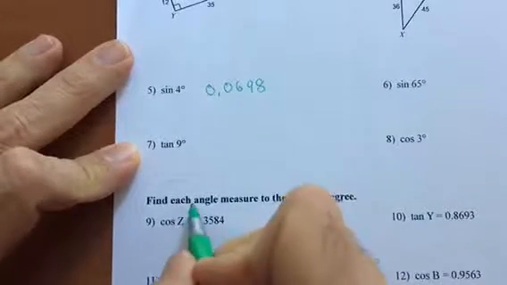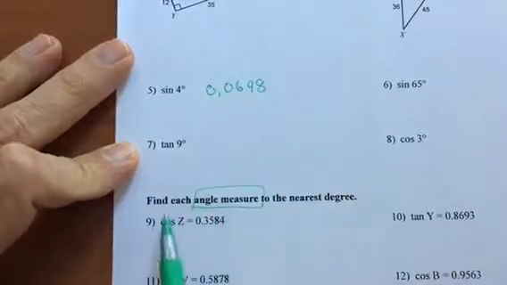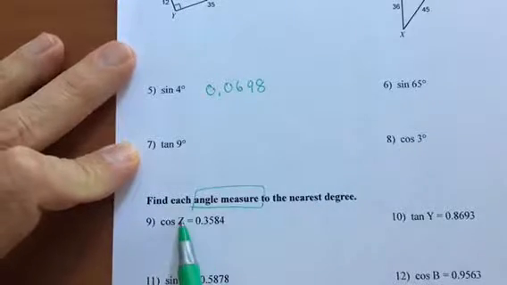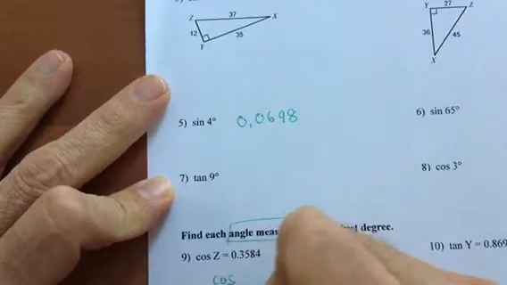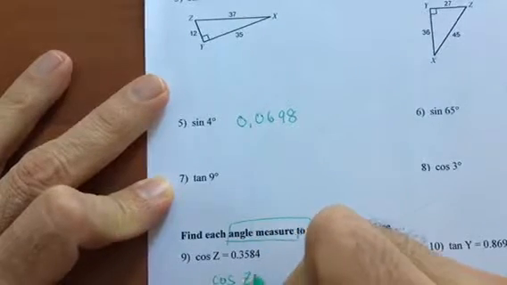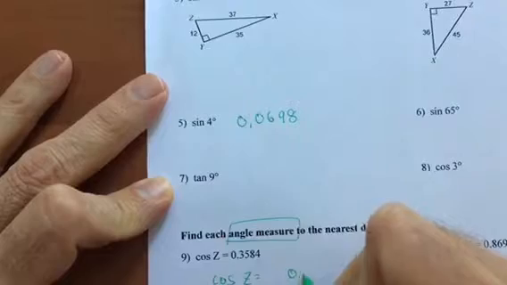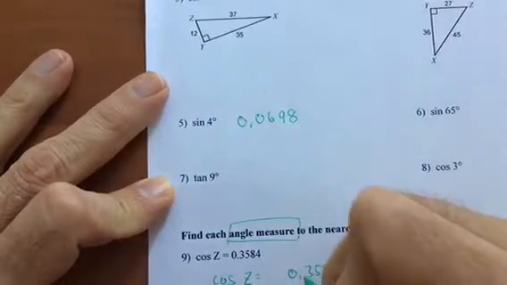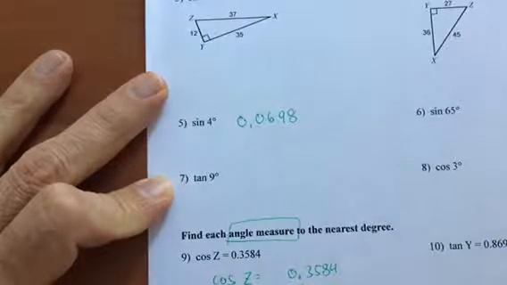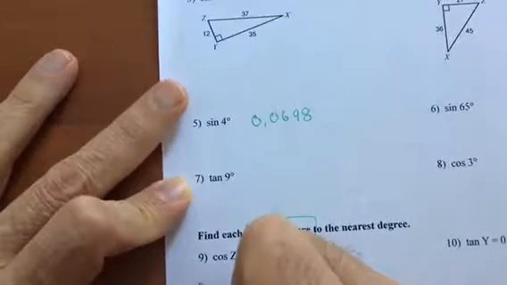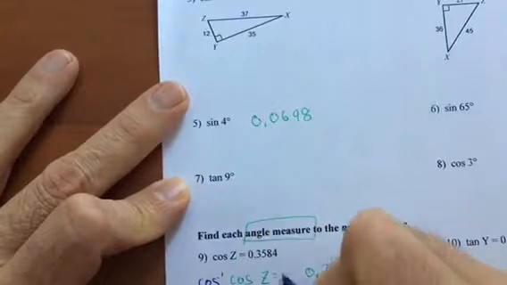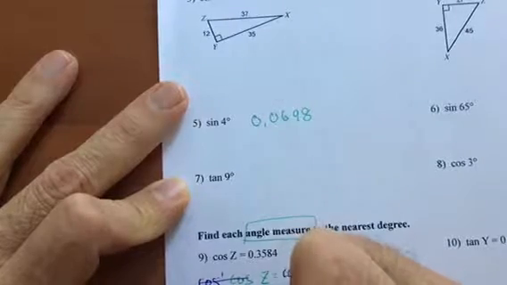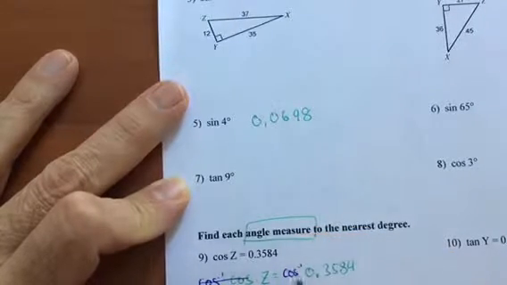Here it says, find each angle measure. This was our goal for today, finding the angle measure to the nearest degree. I'm telling you that cosine of the measure of angle z equals 0.3584. In our notes, we learned to get rid of cosine. We should use inverse cosine and do it to both sides equally. These will cancel. Z equals inverse cosine of this.